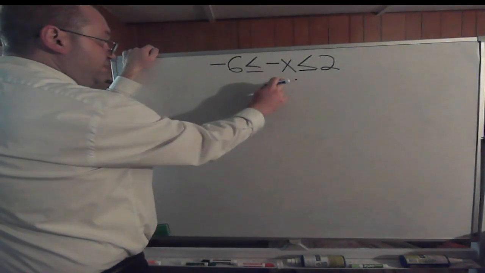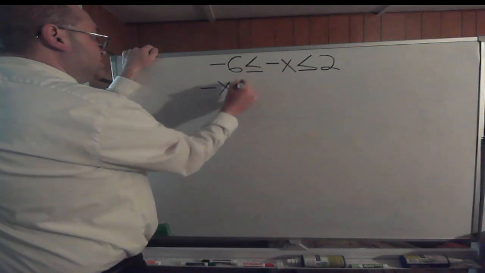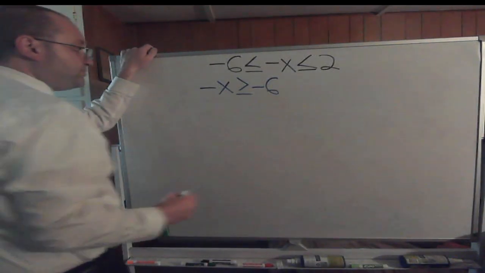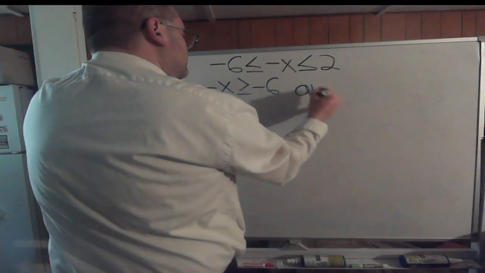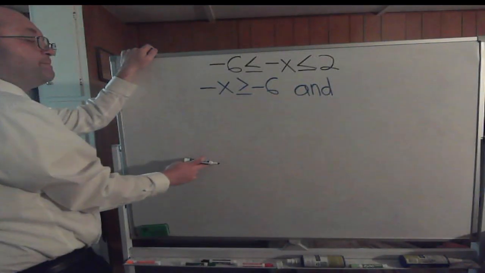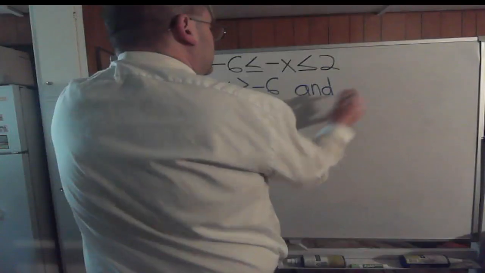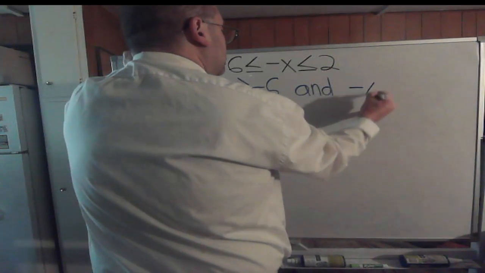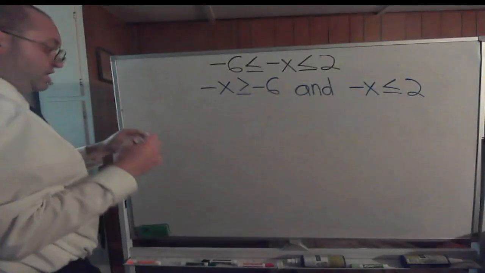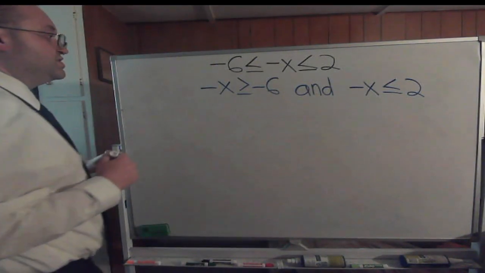Since it's less than or equal to -x, that has to mean that -x is greater than or equal to -6. And since it's a conjoined set, you're going to use the word and. Then you'll get -x is less than or equal to 2. So now we've split these into separate sets, make it a lot easier to solve.